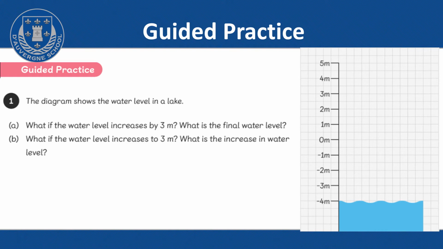Okay, let's have a look at B. What if the water level increases to 3 meters? What is the increase in water level? So if we're going from -4 meters up to 3 meters, which is a positive 3 meters, we're going to count all the way up from -4 meters to 3 meters. Let's do that now. 1, 2, 3, 4, 5, 6, 7. We have stopped at 3 meters and we've counted up 7 meters. So the increase in water level will be 7 meters.